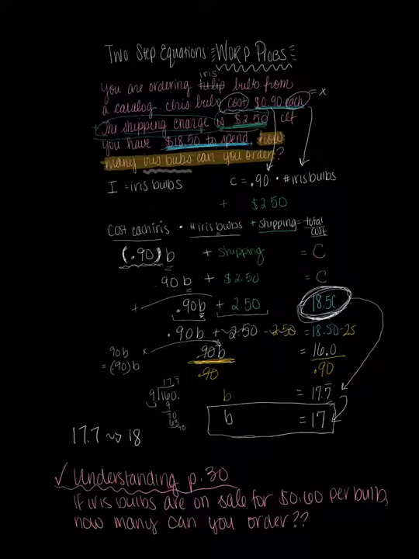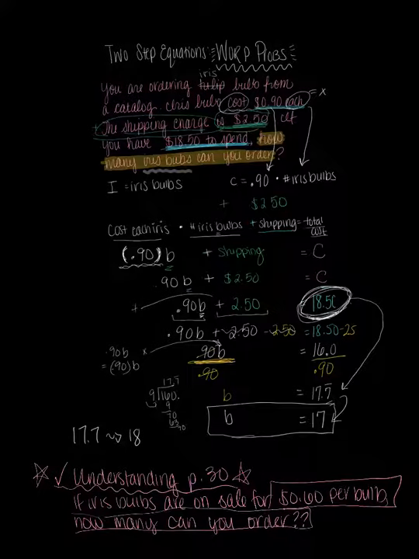So let's see how well you understood this process. I'd like you to check your understanding on page 30 of your note-taking guide. Look at the bottom section right under this problem we worked. If iris bulbs are on sale for 60 cents per bulb, how many can you order? See if you can put together an equation for me, solve it for the number of bulbs, and make sure that your answer makes sense in terms of whole bulbs that you can order. Show me your work and put your answer in the number 1 section of Check Understanding, page 30.